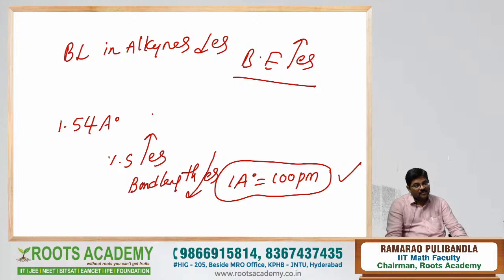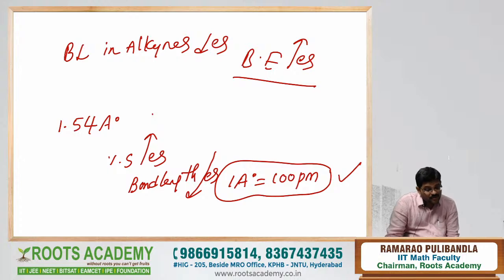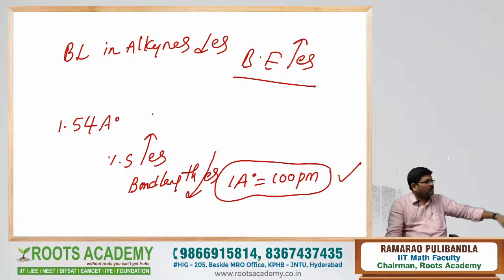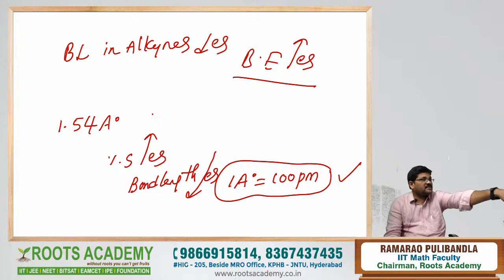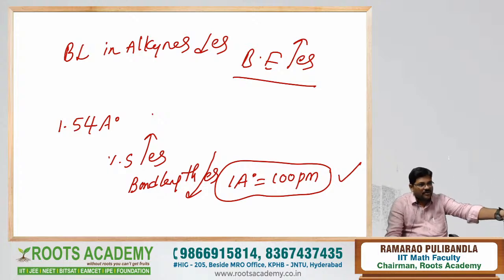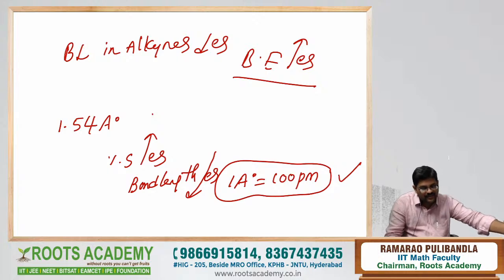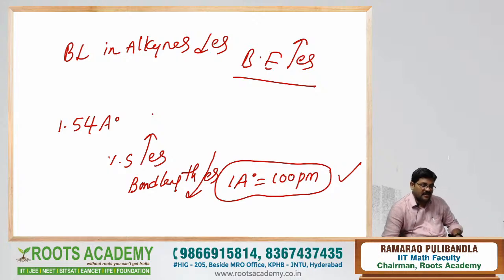Bond length is inversely proportional to bond energy. Therefore, in alkynes the bond length is less, and that's why the bond energy is more. Yes or no? So the bond length is less in alkynes, therefore the bond energy is more. Very nice point. Let's go to the next important point.